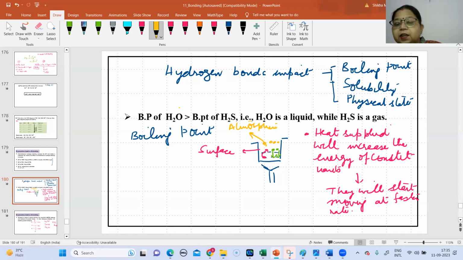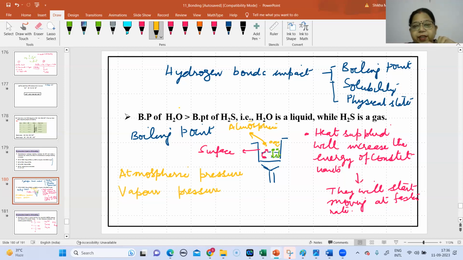So what they will do, they will also start exerting pressure on the liquid. What we mean to say by this is that when you are boiling a liquid, there will be a pressure from above as well as from the bottom, right? The pressure above is because of our atmosphere, and this is called atmospheric pressure. The other type of pressure we are talking about is known as vapor pressure. Vapor pressure is the pressure exerted by the vapors of the liquid. When vapor pressure is equal to atmospheric pressure, we say the liquid is boiling.